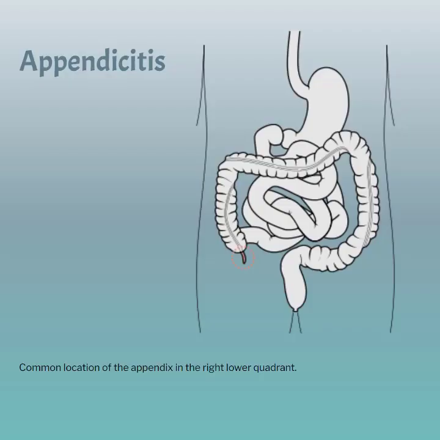So here's an image that we have of where the appendix is located. Remember, we have the duodenum, jejunum, and finally the ileum. The ileum will connect to the cecum here, and that is where we will find the vermiform appendix.